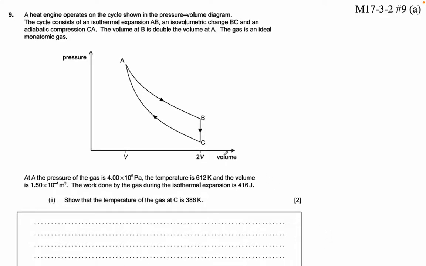Okay, so show that the temperature here is 386 kelvins. Here's going to be our strategy. We know that CA is adiabatic. We know the pressure at A is 4E6, and the volume at A is 1.5E minus 4 cubic meters.